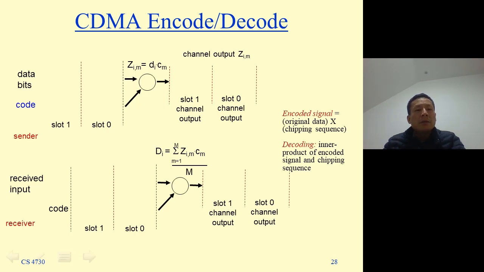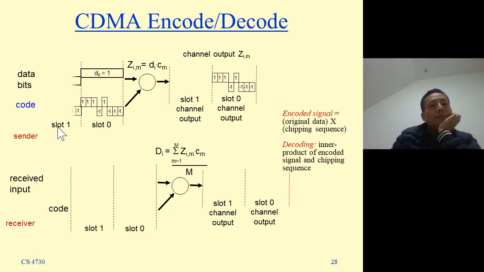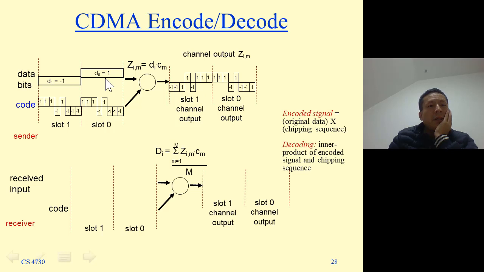So what happens if we have two data slots? Suppose we are sending two original data bits out. Suppose in slot 0 we're sending 1 bit, positive 1, and for slot 1 we are sending out -1.